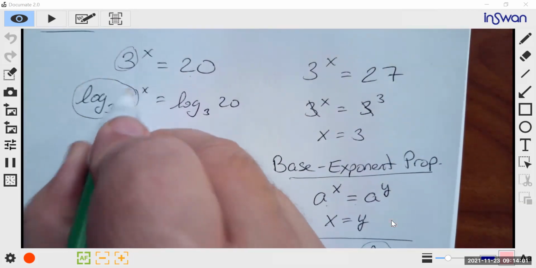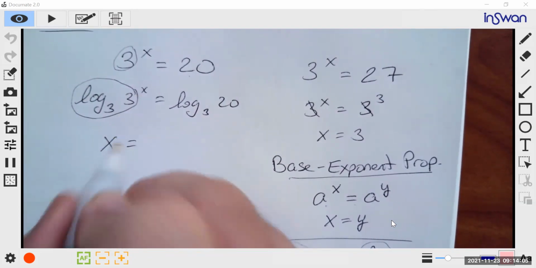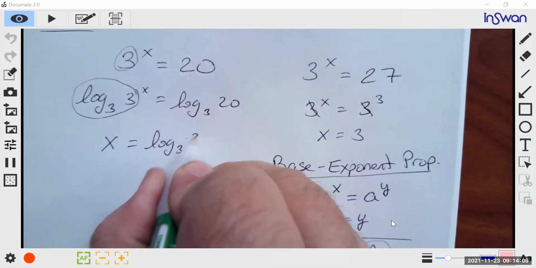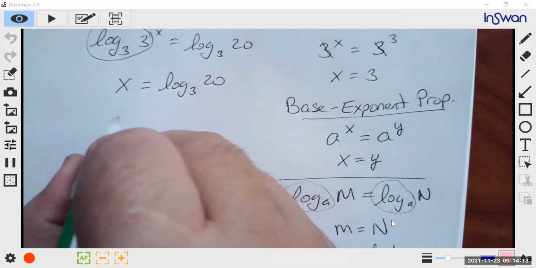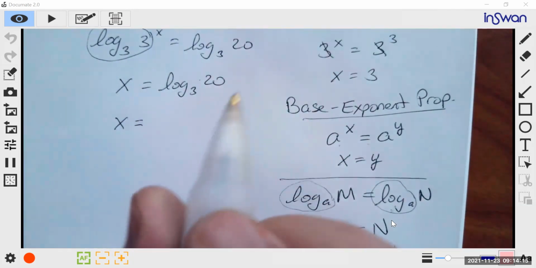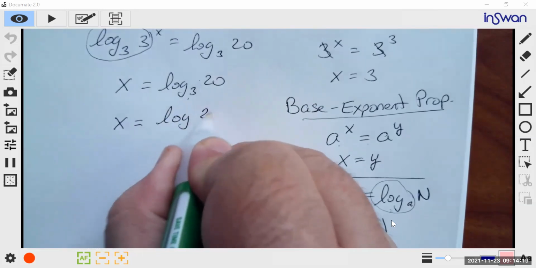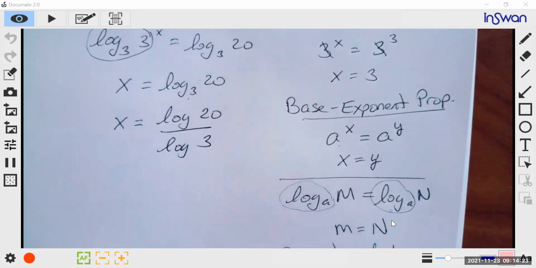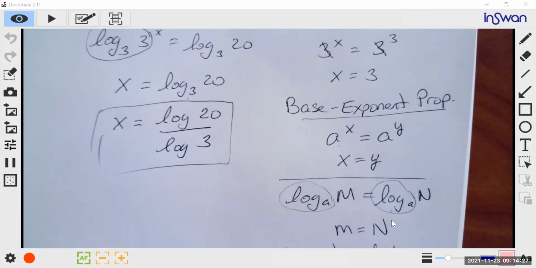So this would cancel out. So we just have x equals log base 3 of 20. Since our calculators don't have base 3, we do a change of base. And there's our final answer. That's what you type in the calculator.